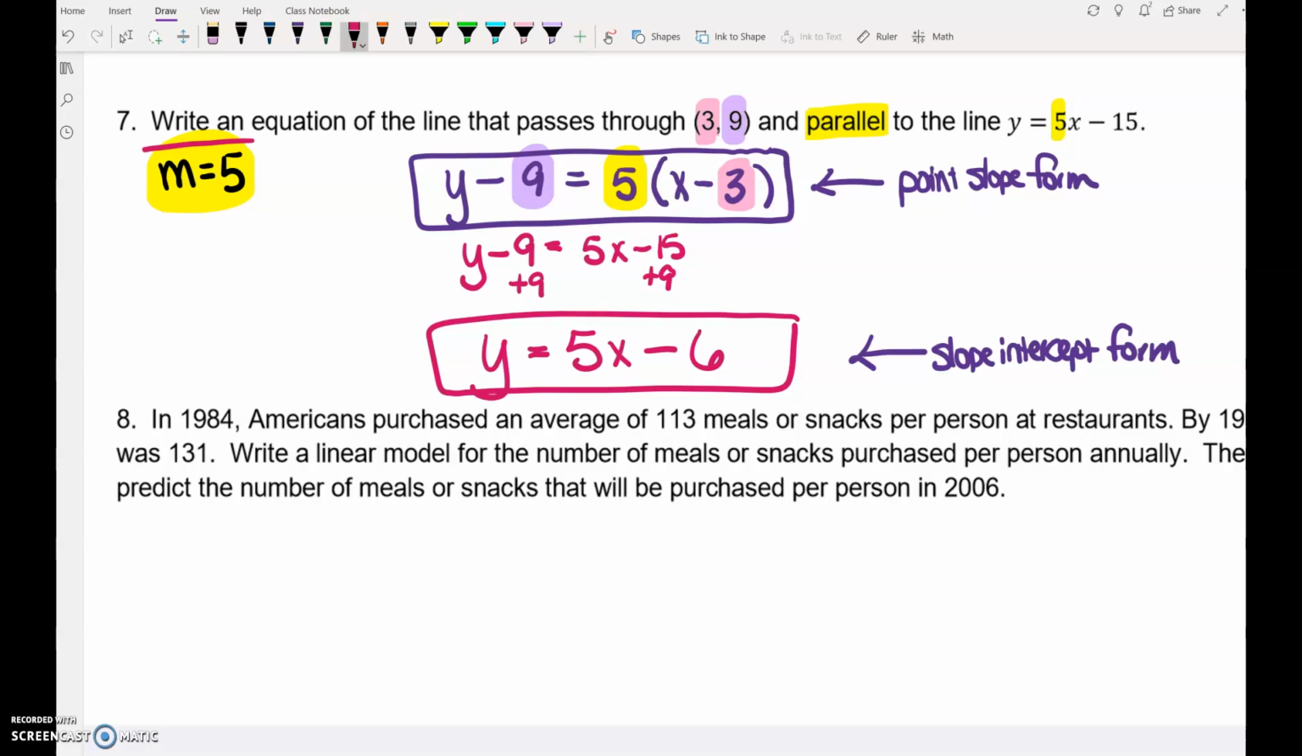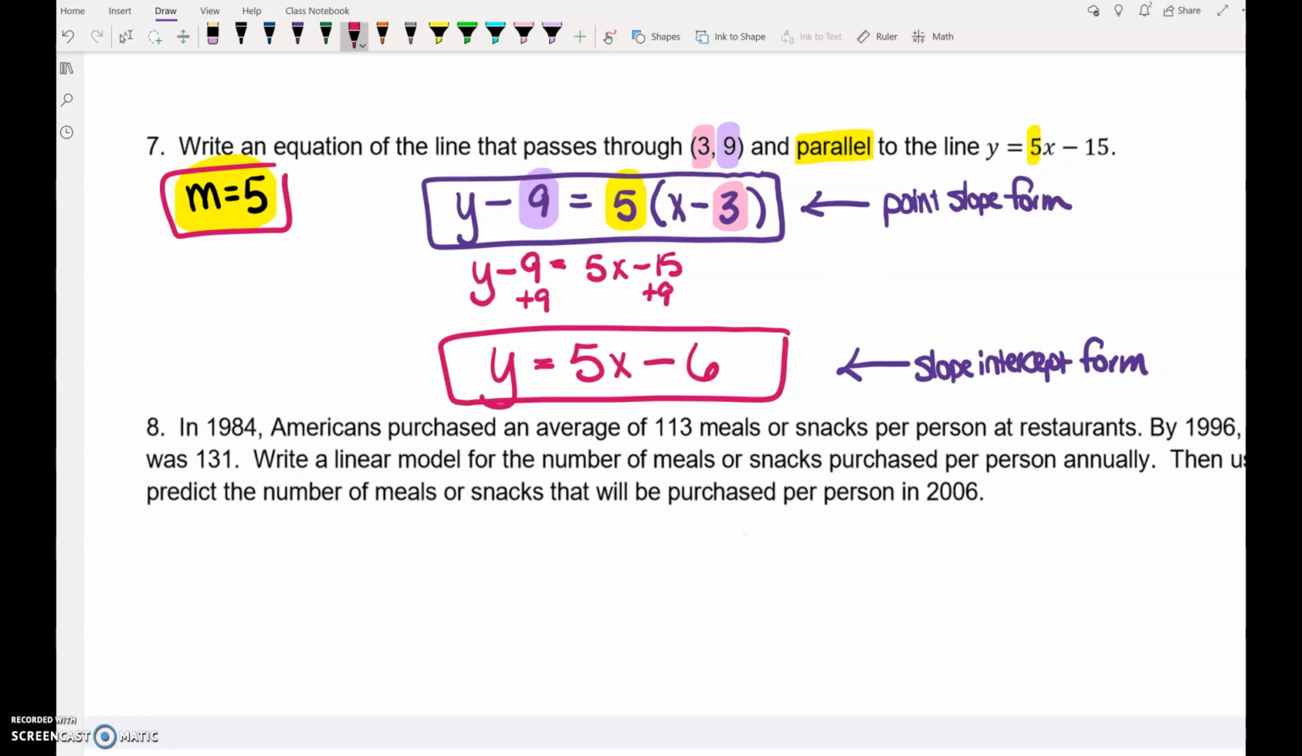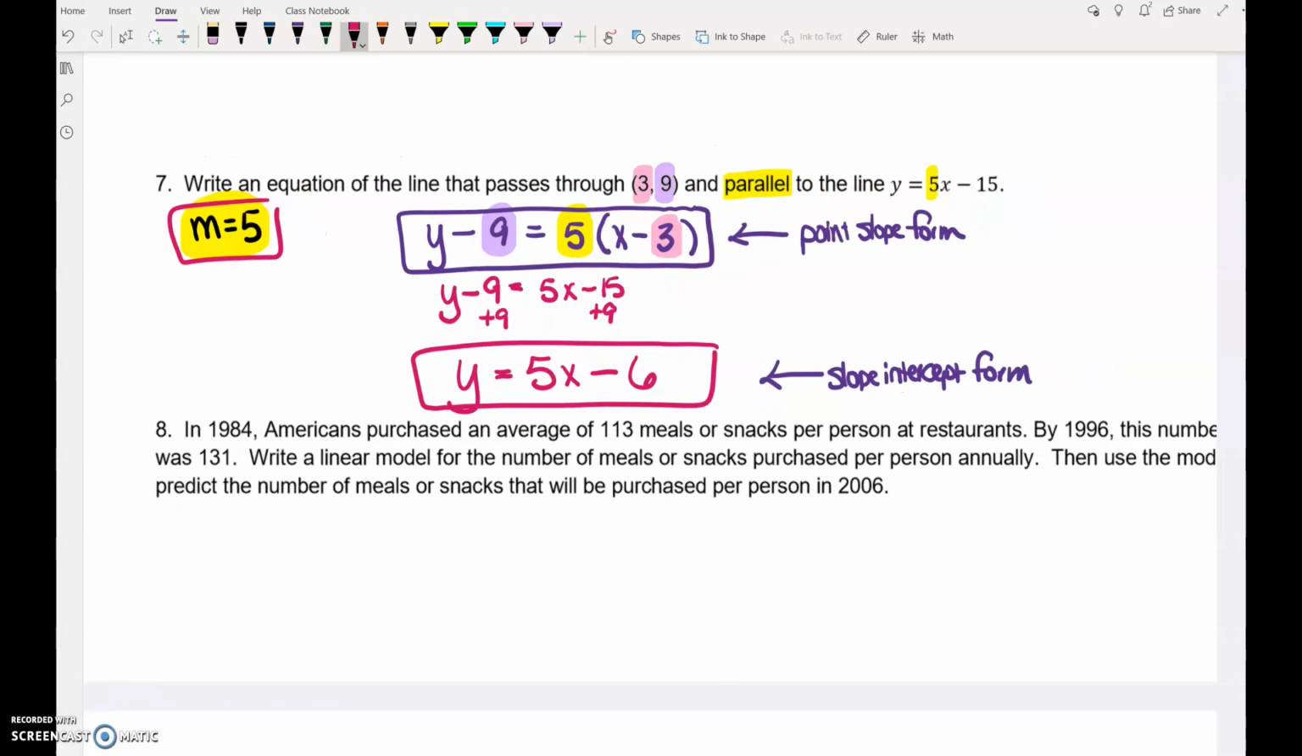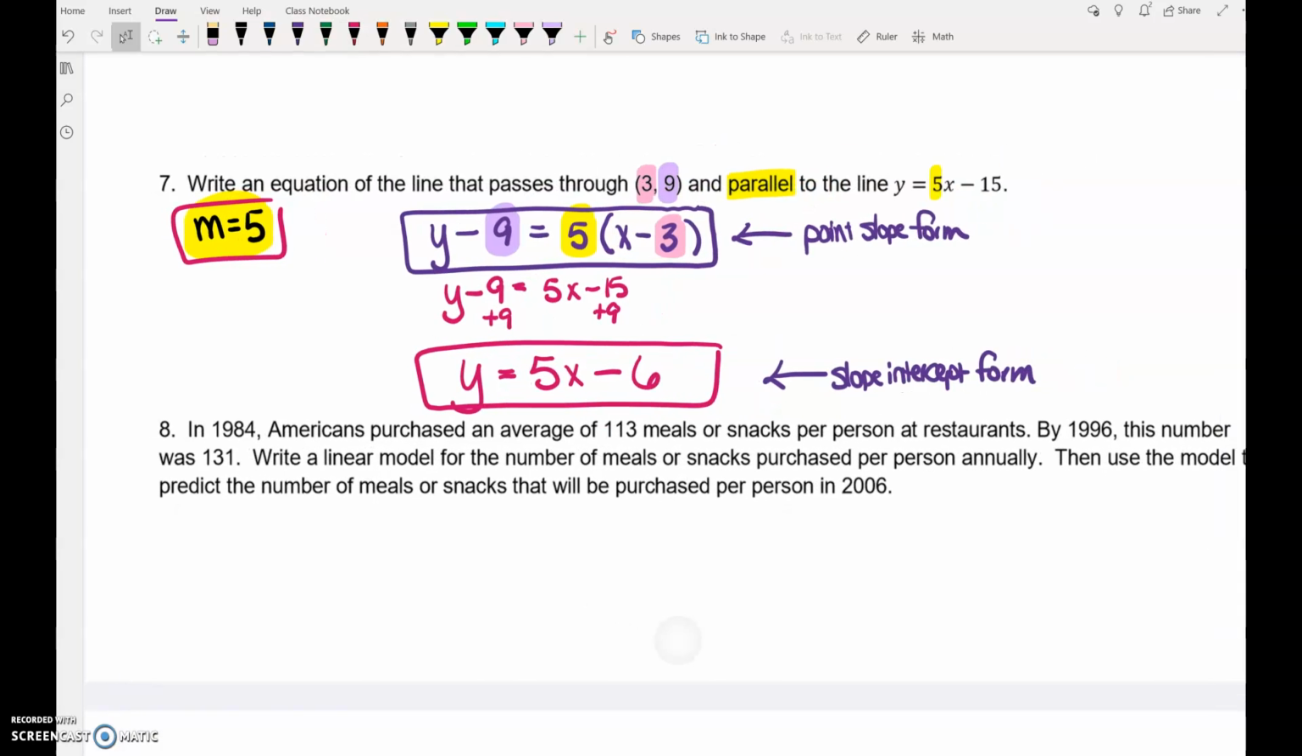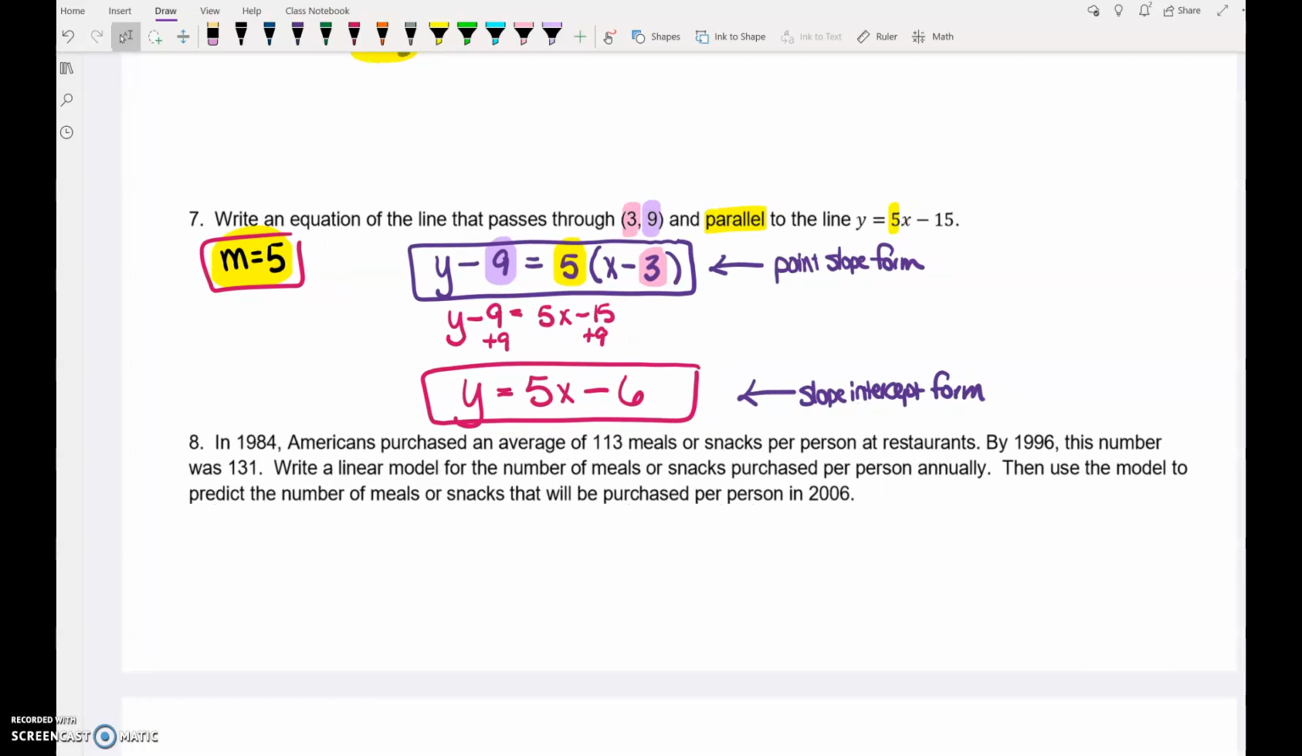Slope intercept form is y equals 5x minus 6. And on your assignment, there'll be a blank for you to write the slope, there'll be a blank for you to write the point slope form, and there'll be a blank for you to write the slope intercept form. It should lead you through it kind of step by step. There is one problem on the back of your assignment that's kind of like number 8.